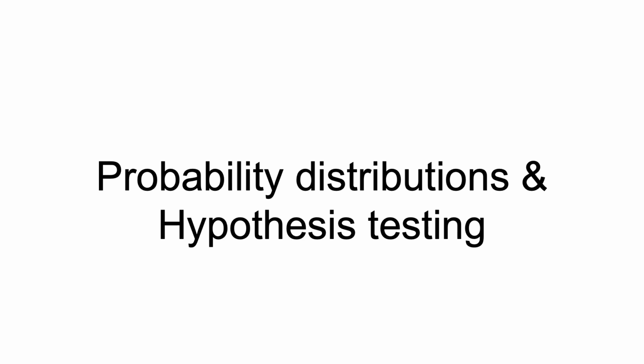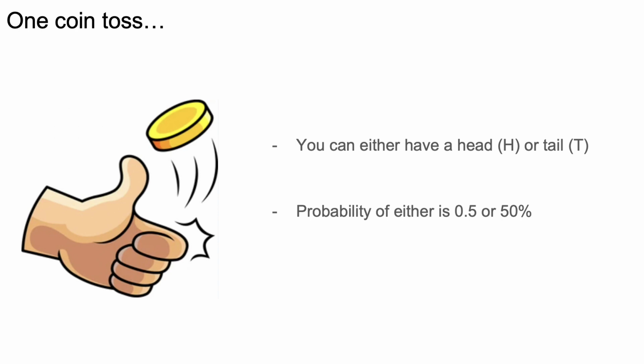Hi, today we will be learning about probability distributions and hypothesis testing. Consider one coin toss. You can either have a head or a tail as outcome, and the probability of either one is 0.5 or 50%.